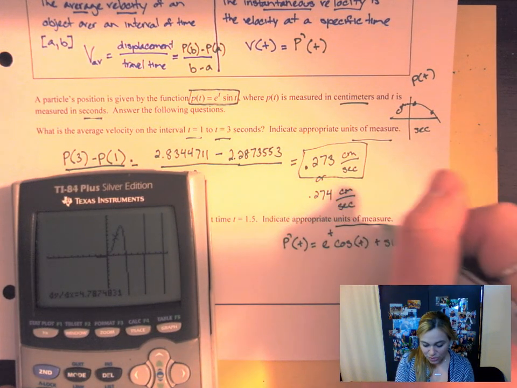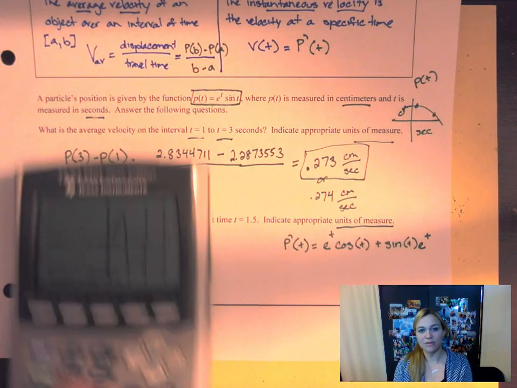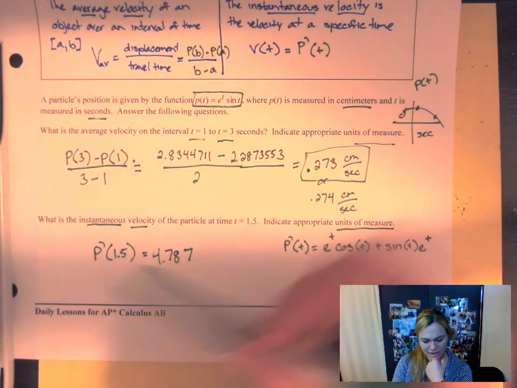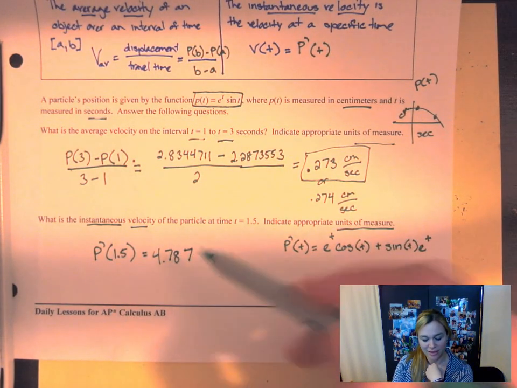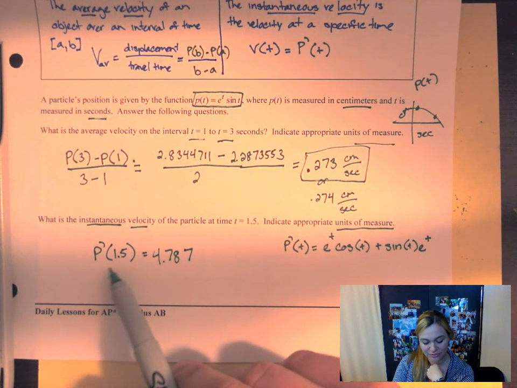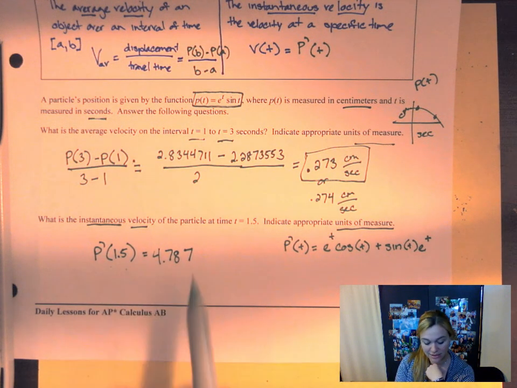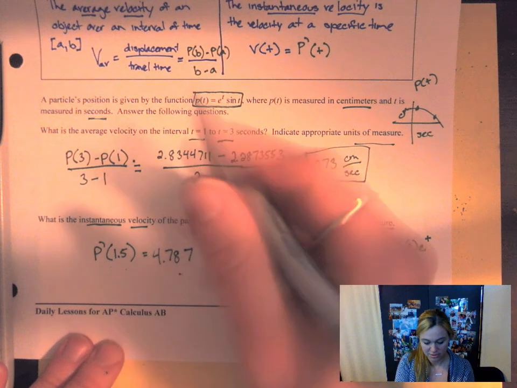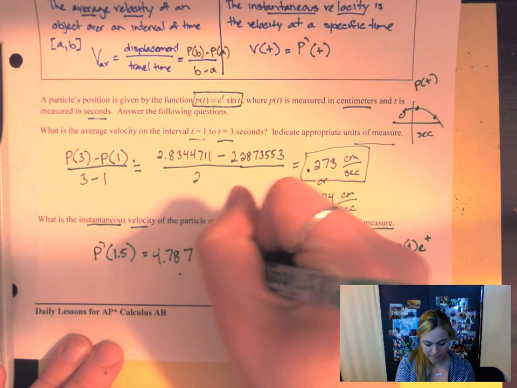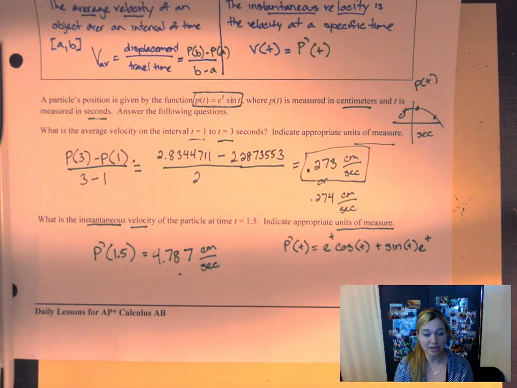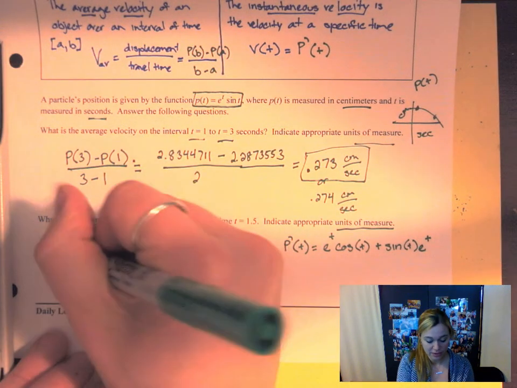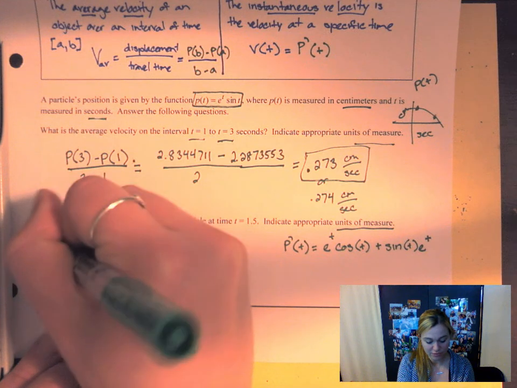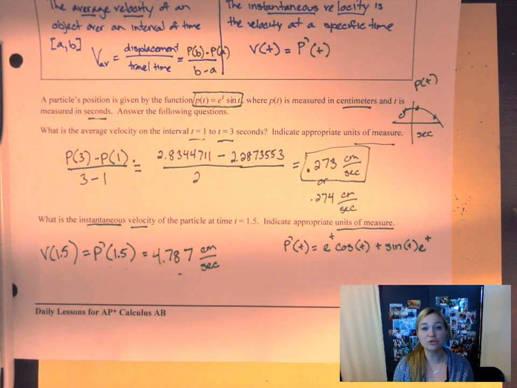And then it says indicate units of measure, really important. So this is where you have to think through what was I actually finding. This is p prime of 1.5. This is the instantaneous rate of change at time 1.5 seconds. This would be the slope of my position. Think about rise over run, centimeters per second. Does that make sense for instantaneous velocity for you? I would think so. I can also put over here, this is v of 1.5. So the derivative of position is velocity. The rate of change of position is velocity.